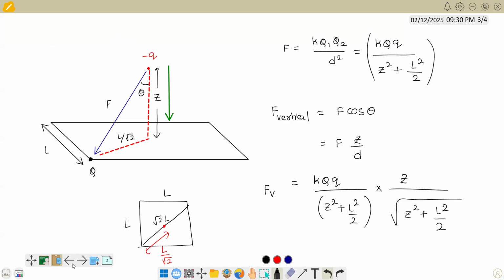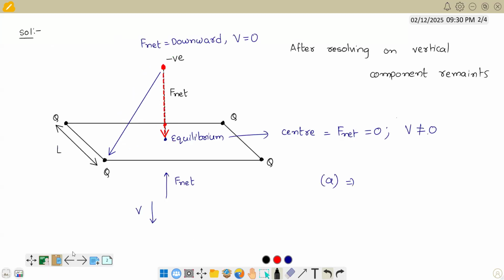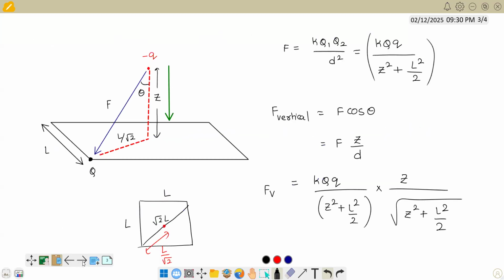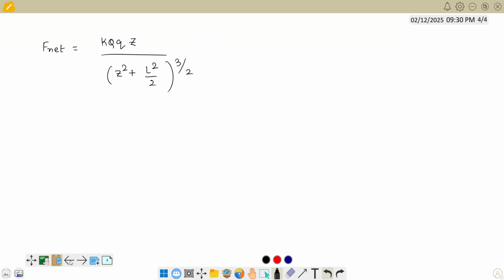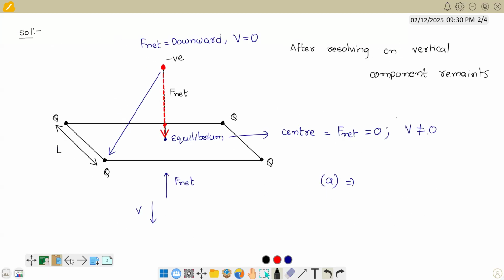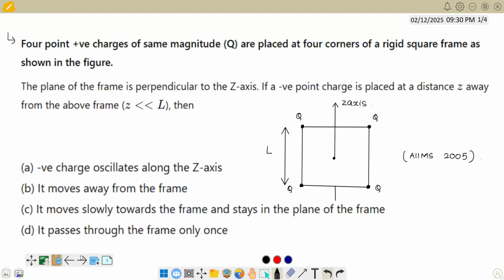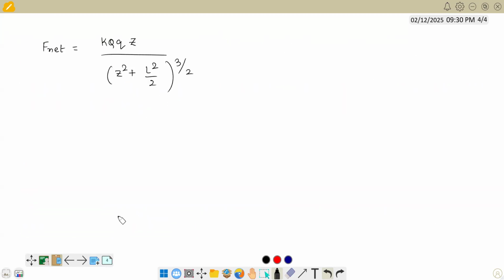Remember, if you are only preparing for examinations like NEET and AIIMS, till this point it is better for you to stop. But if you are preparing for JEE Advanced or something like that, it is better to learn this derivation also. So once we have k, Q, q, z and all that, he has given z is much lesser than L. So that's what he has given here.